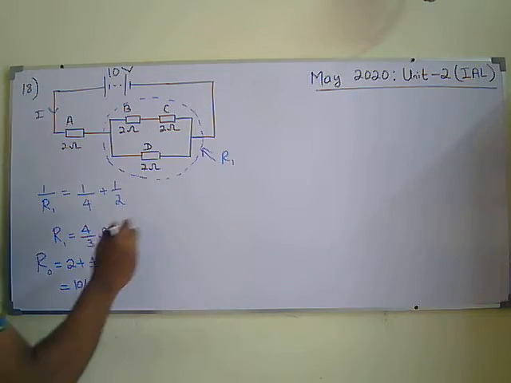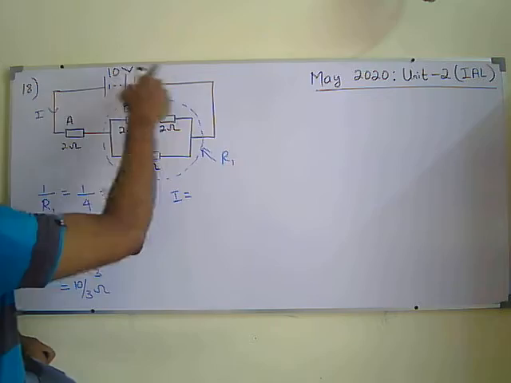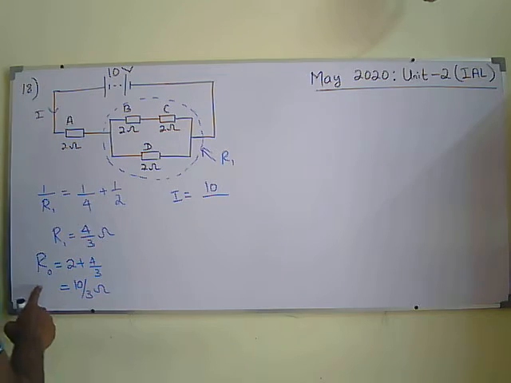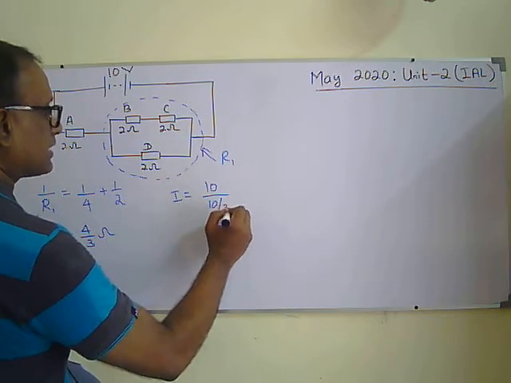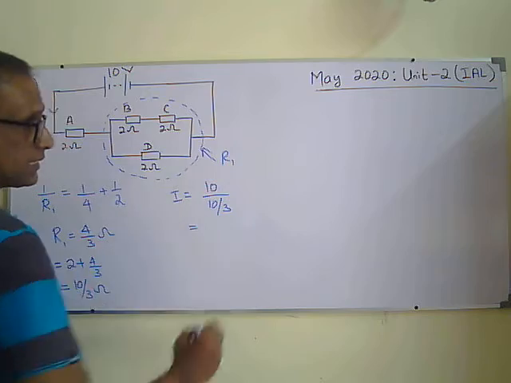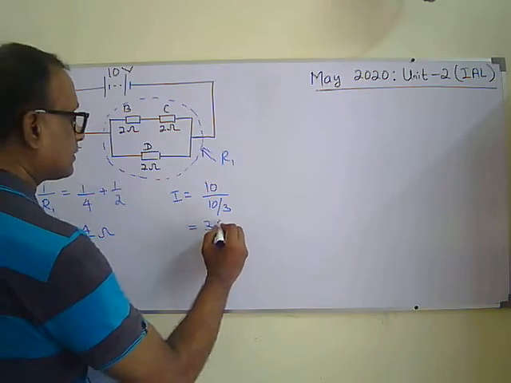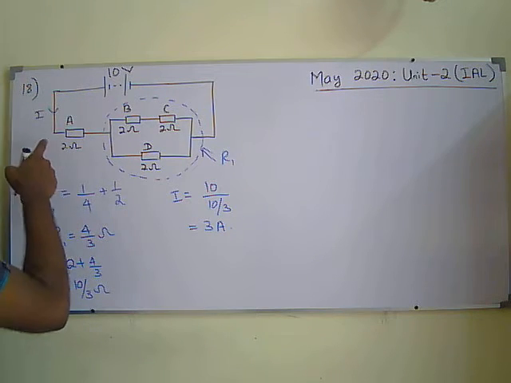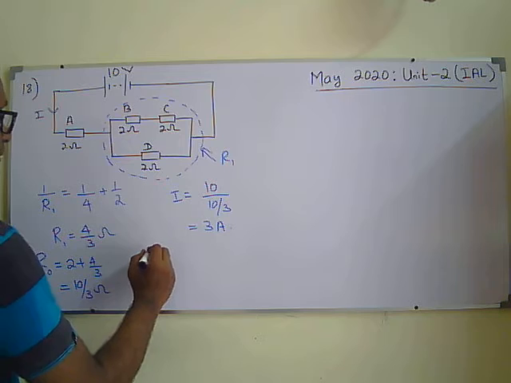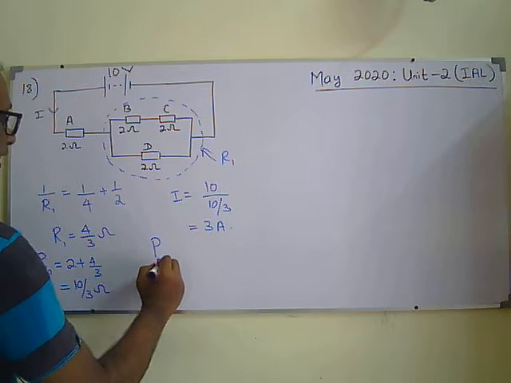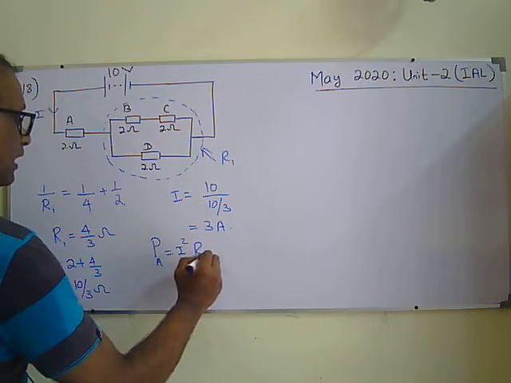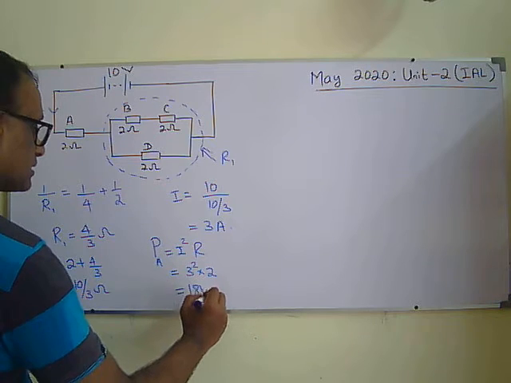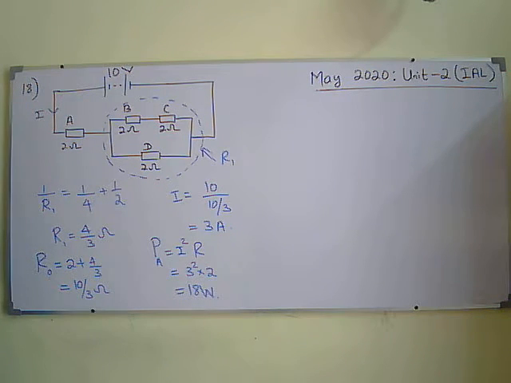Now the current flow I should be found. I is equal to the total applied voltage across the whole system, 10 volt, over total resistance R0, which is 10 by 3. That's the reason I didn't solve it, I kept it as a fraction, so you will get 3 amperes. Okay, so that's the current flow, 3 ampere. Now I can find the power dissipation in A. PA equals I squared R, so 3 squared times R which is 2. It's going to be 18 watts. Simple. So that's the power dissipation in A.